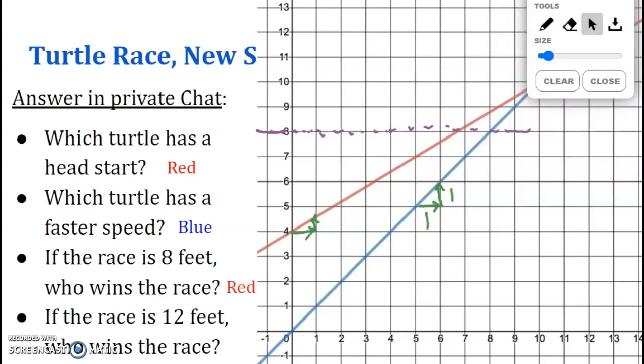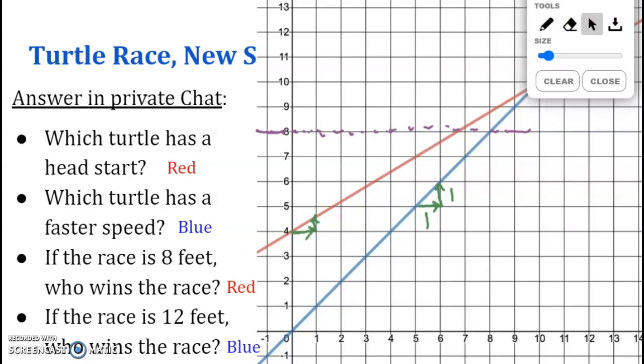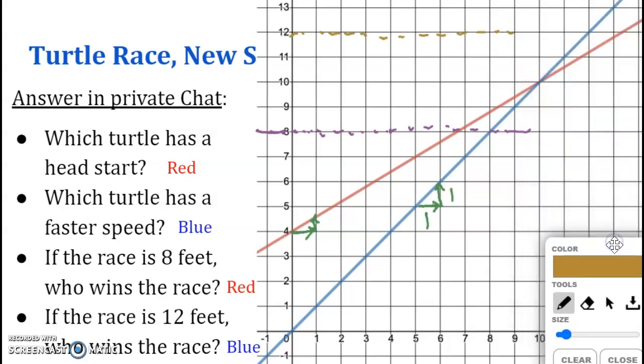What if the race was 12 feet? Who would win the race? In that case, I could say 12 feet. Where is 12 feet? Y is 12, so it is over here. And looking at this, who gets to this 12 feet first? It's the blue turtle, followed by the red turtle.